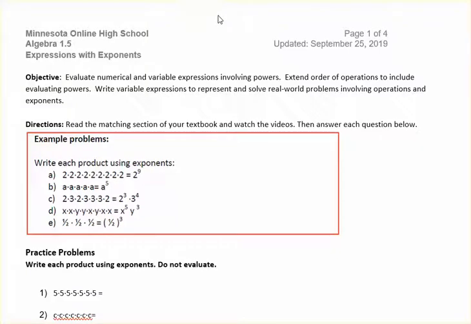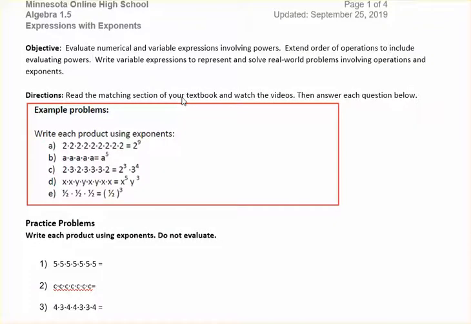In this video we are going to look at how to do some of the problems on your Expressions with Exponents worksheet. So we are going to evaluate numerical and variable expressions involving powers, and powers and exponents really are the same. Extend order of operations to include evaluating powers, write variable expressions to represent and solve real-world problems involving operations and exponents. So there's some reading material in your book, and there's also some examples on your worksheet. So the red box means it's an example or something to read about, not to solve. So here's some example problems.